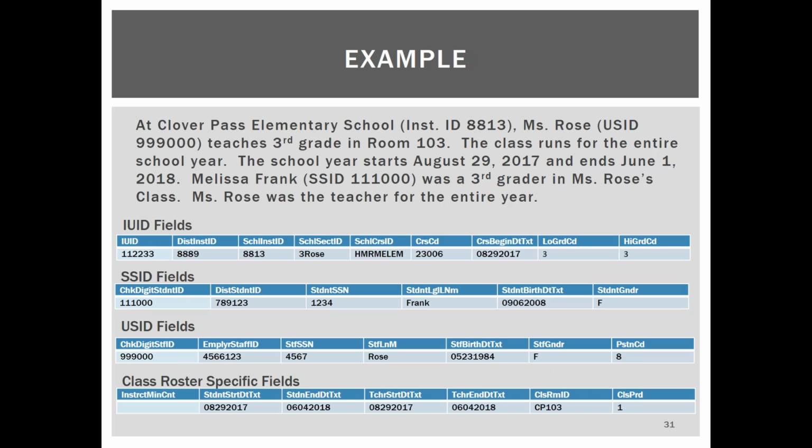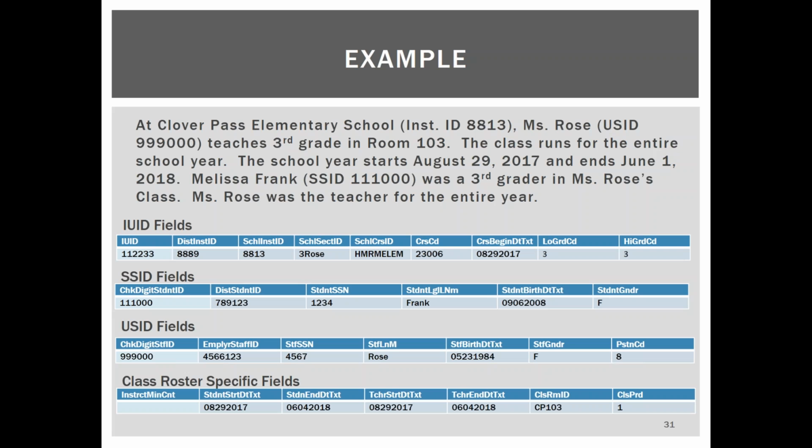The USID should all match what's in the USID for this staff member, except for position code, which is something you assign in the class roster collection specifically. Now, for the class roster specific fields, instructional minute count is left blank. Again, that's an optional field. The student start date is 8/29/2017. That's when the student started in the class.